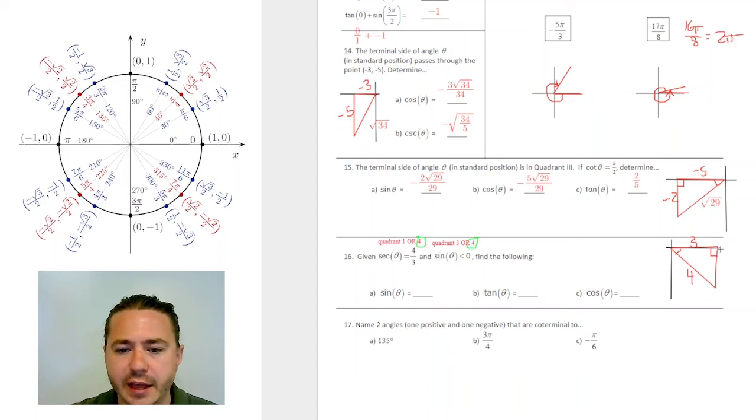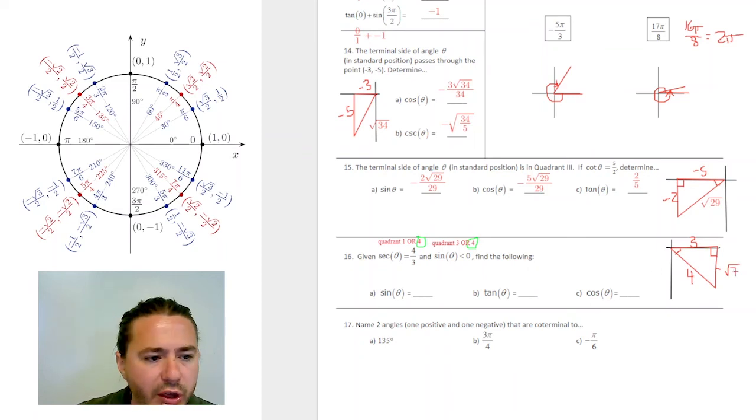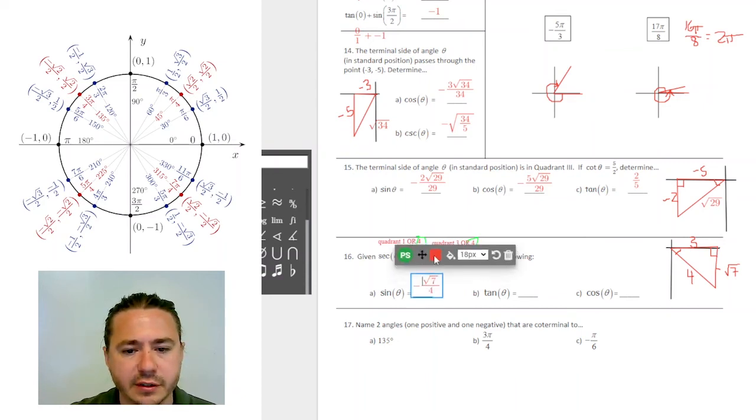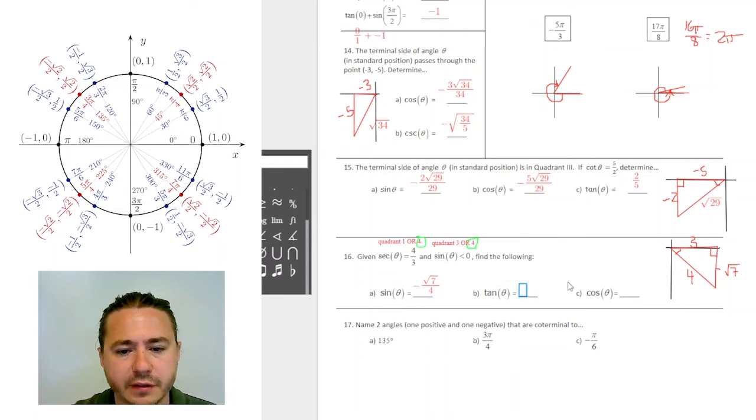Now note that this is negative. So when you use the Pythagorean theorem, just make sure you slap on the negative sign at the end. It should be negative root 7. All right, so let's run through these. Sine is opposite over hypotenuse, so that would be negative root 7 over 4. Tangent is opposite over adjacent, so that would be negative root 7 over 3.